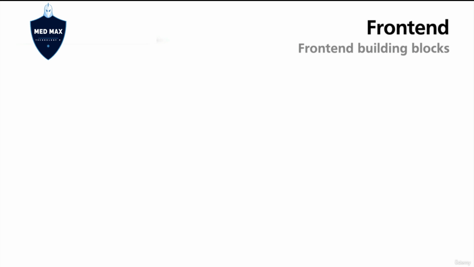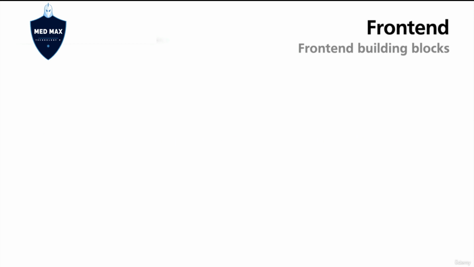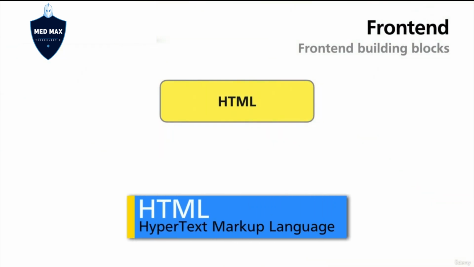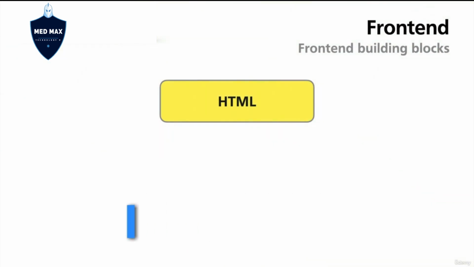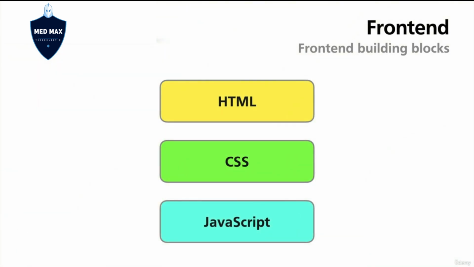Now let's discuss the building blocks for the front end and backend, and let's start with the front end, because it consists of only three different blocks. Those blocks are HTML, which stands for Hypertext Markup Language, CSS, which stands for Cascading Style Sheets, and JavaScript, the most popular programming language in the world.